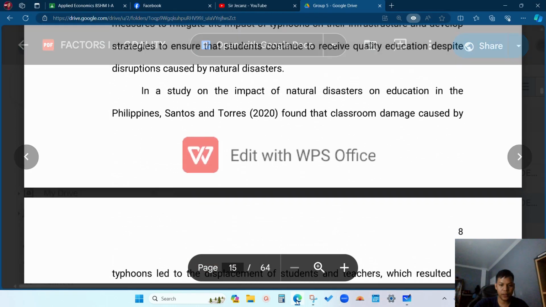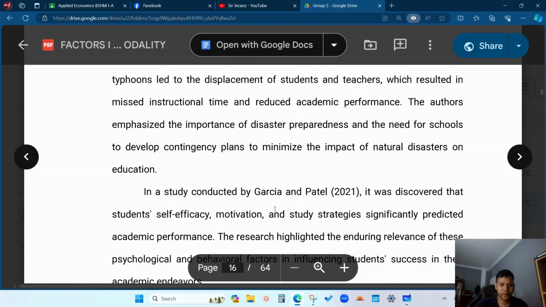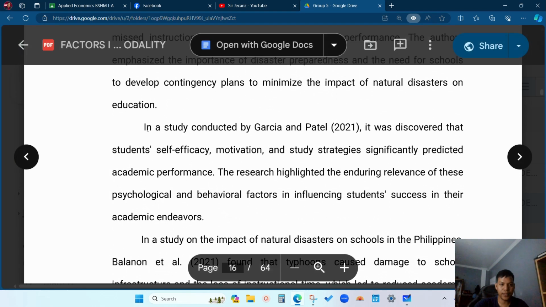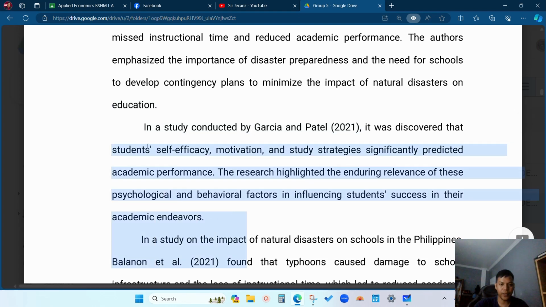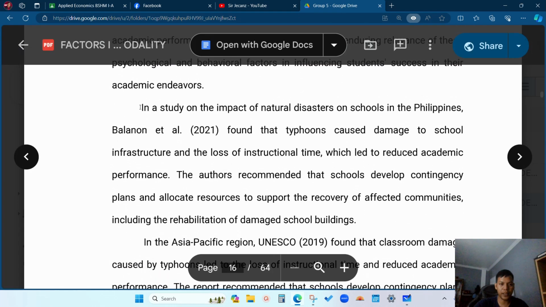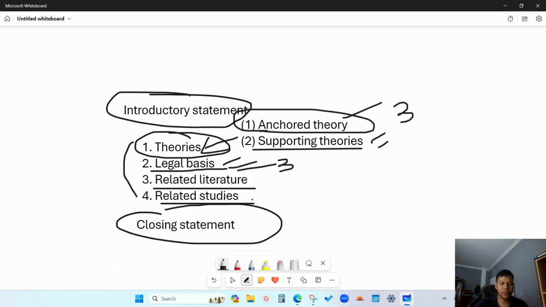And we will check on the part of the related studies. So this is the example of related studies. In a study conducted by Garcia and Patel, 2021, it was discovered that the students' self-efficacy, motivation, and so forth. So this is the example of the related studies. Also this one, the second paragraph, in the study on the impact of natural disasters. So there are also related studies that we can read in this manuscript.